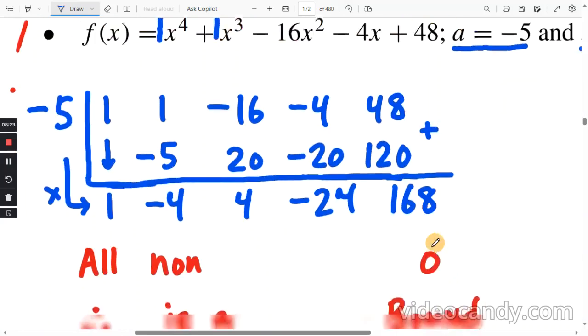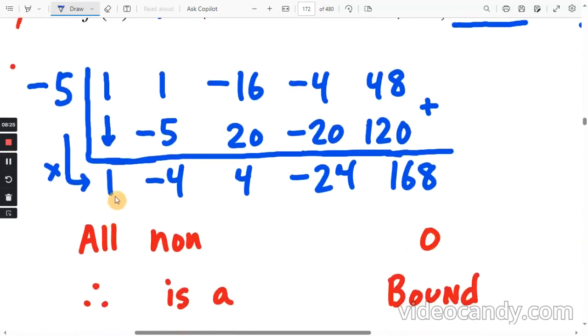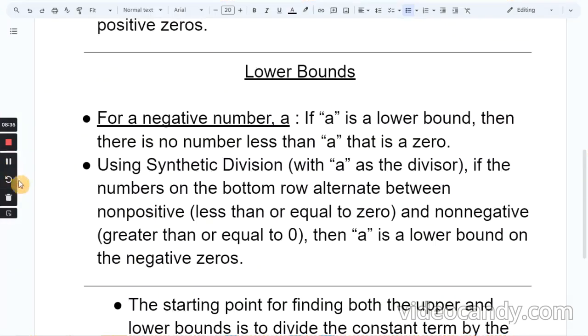All right. It looks to me like the numbers alternate. Positive, negative, positive, negative, positive. Let's check the notes once again for the lower bounds. All right, so for the lower bounds, when you use synthetic division, the bottom row has to alternate between non-positive and non-negative. Okay, so non-positive is less than or equal to 0. Non-negative is greater than or equal to 0. And if that happens, then A is a lower bound. Okay, so let's check it out.